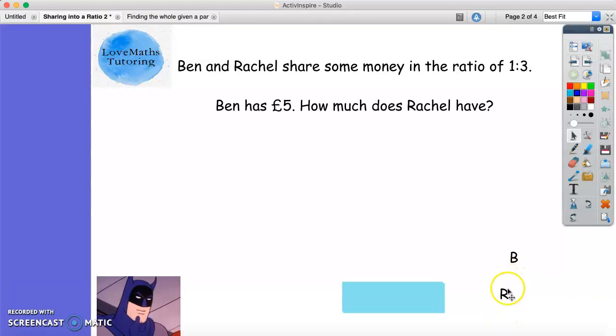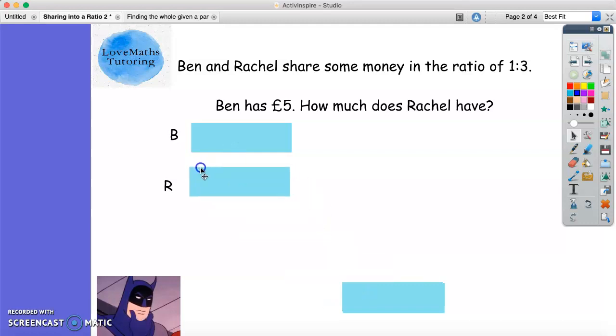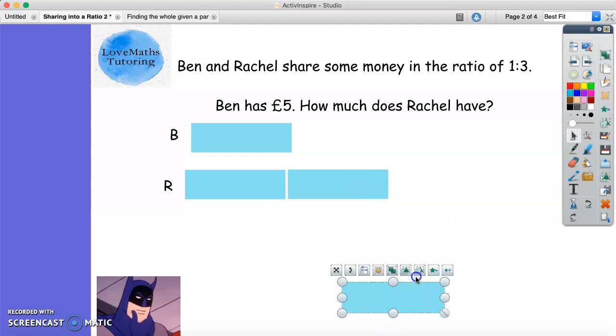So we'll set it up just as before, talking about Ben and Rachel in a ratio of 1:3. So here we can see that Ben has 1 bar, he's got 1 part of the ratio, whereas Rachel has 3 parts of the ratio. It's really important that we read the question carefully here, because it doesn't tell us that they're sharing £5, it says that Ben has £5. So therefore I need to put into Ben's box that he has 5, okay?